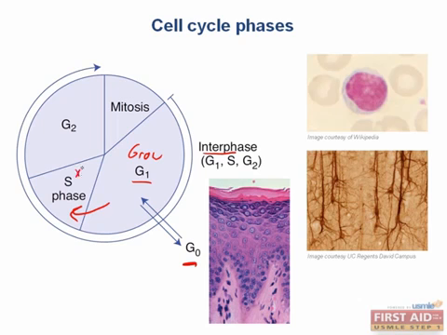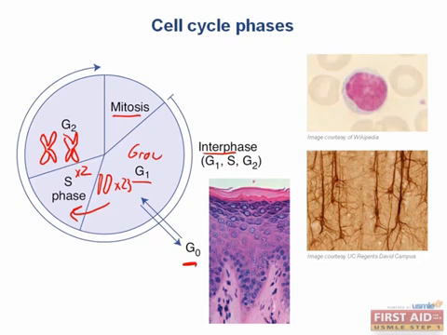S stands for synthesis, and this is when DNA duplication occurs. Therefore, cells in G2 have twice as much DNA as cells in G1. In both cases, they have 46 chromosomes, which is 23 pairs of homologous chromosomes. But in G2 phase, each chromosome is made of two sister chromatids, whereas in G1, each chromosome only has one chromatid.